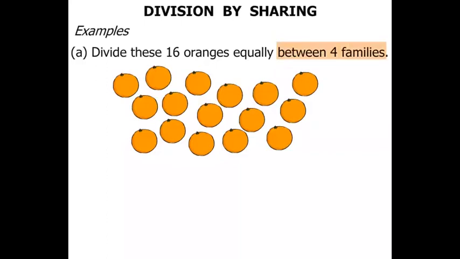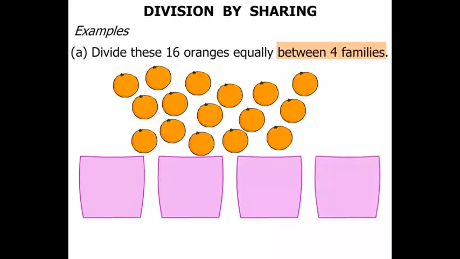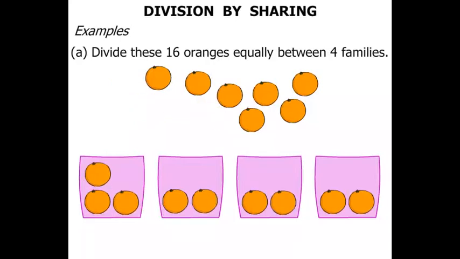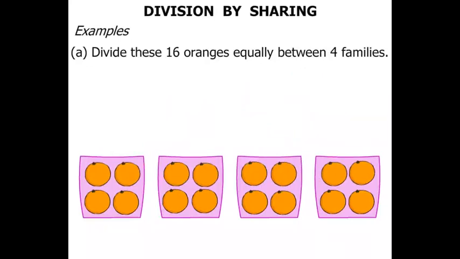So let's draw 4 baskets. 1, 2, 3, 4. Simply a matter of moving the oranges into each of the baskets. So 1, 2, 3, 4. Those 4 oranges are distributed between the 4 families. Again, let's continue that. 1, 2, 3, 4. And we keep on doing that until finally all of the oranges have been split up.